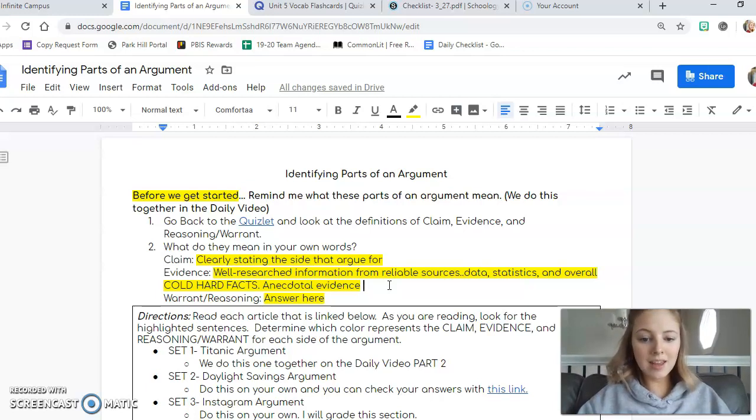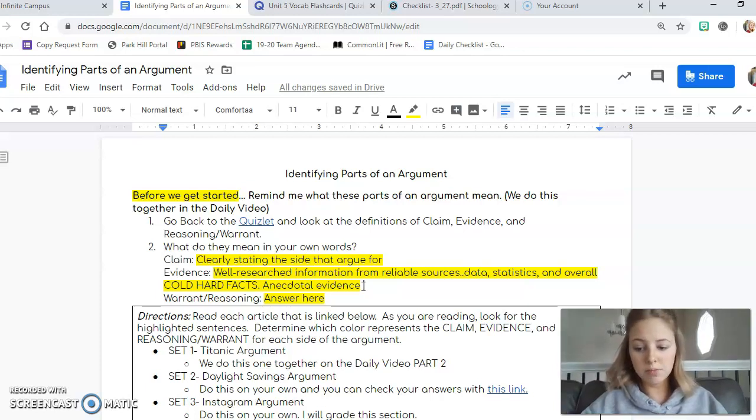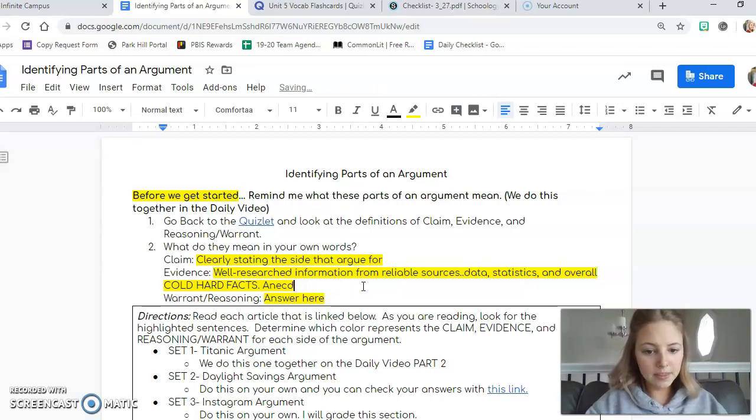So you might see that. It's not the best evidence. I would much prefer these cold, hard, researched facts, but you will see when you start analyzing arguments, examples of anecdotal evidence or people supporting what they're saying with personal experience. Okay.